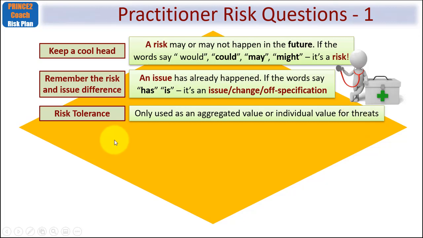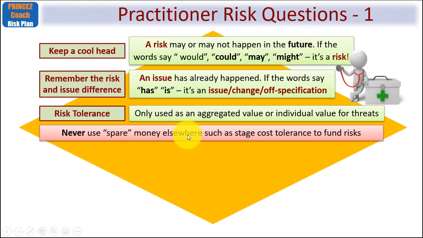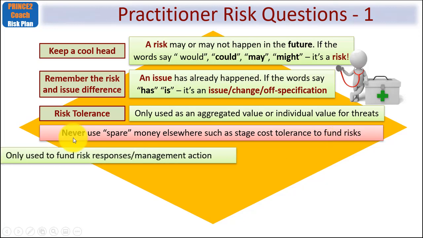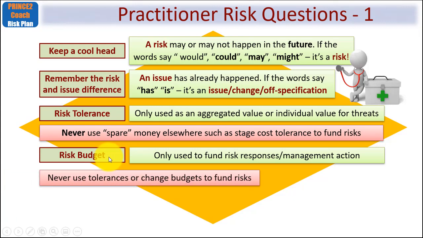And another trick the examiner will test you on is, in setting up a question, they'll suggest that you could use spare money elsewhere, such as there might be some stage cost tolerance left over and you could use this to fund risks. The answer is never. In a similar way, when it comes to the risk budget, do you remember that's ring-fenced, if you will, and only used to fund risk responses, including the management of such responses. So never use tolerances or change budgets to fund risks. Indeed, don't try to steal from change budgets or tolerances. Keep them entirely separate.